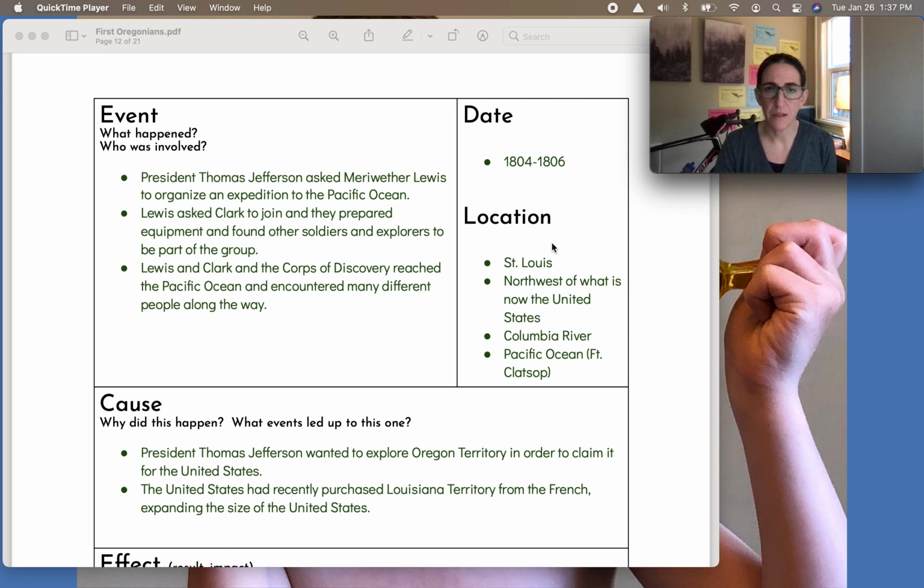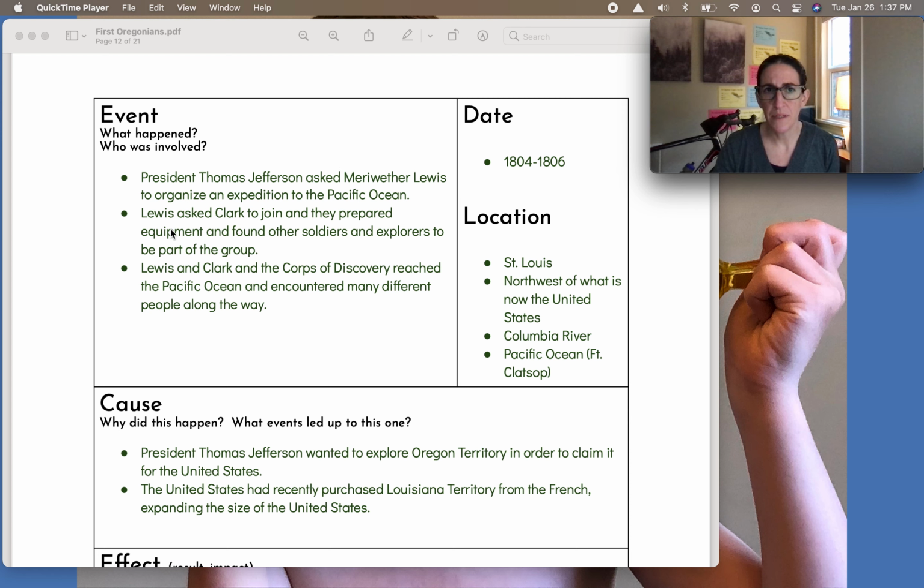Some of the events we're going to look at happened in one location. Some of them happened in multiple locations. Lewis and Clark started in St. Louis, Missouri, and then they traveled to the northwest, what is now the United States and Oregon. They went down the Columbia River and made it to the Pacific Ocean, where they built Fort Clatsop.